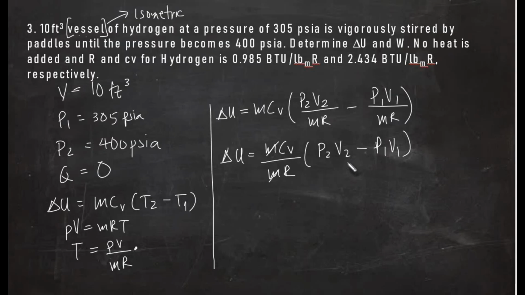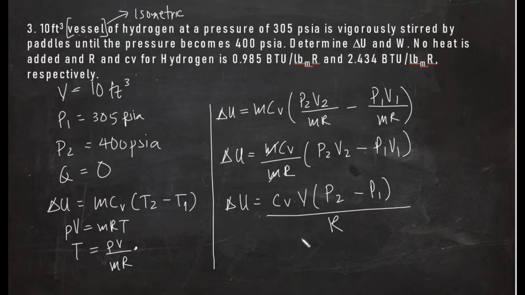But in this case, volume is constant, so we can factor out the volume. So delta U is equal to Cv times V times the quantity P2 minus P1, all over R. That would be the working formula that we will use to solve for the internal energy. We're given Cv, the volume, the pressures, and the R, so we can go ahead and put in our givens and solve for delta U.